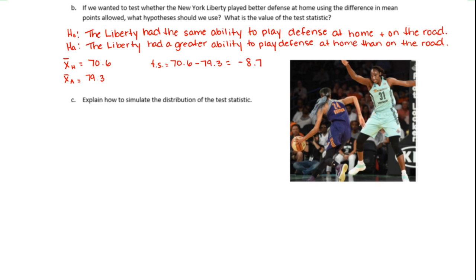Explain how to simulate the distribution of the test statistics. And we're going to shuffle. So we're going to take 34 note cards and write the points allowed on them: 17 for home and 17 for away.